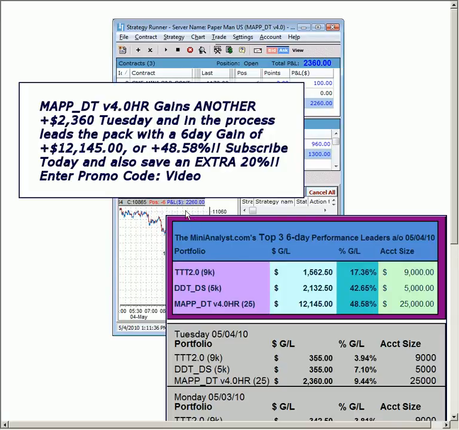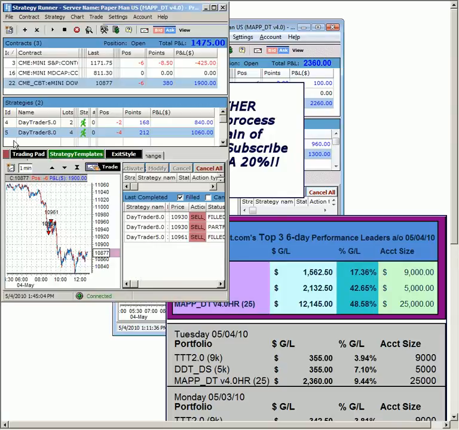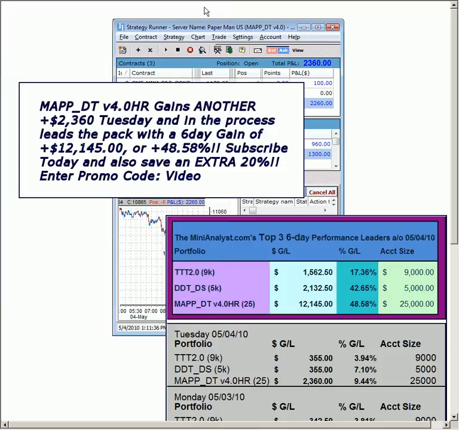And that's actually leading the pack, as you can see. We're actually at $1,500 in gains for that. That's in real time. 2360 was about 30 minutes ago when we produced this little promotion. MapDT version 4.0 HR gains another $2,400 today. That's Tuesday, midday. And the process leads the pack with a 6-day gain of $12,000, almost 50%. You can actually subscribe today and save an extra 20% by entering promo code VIDEO.